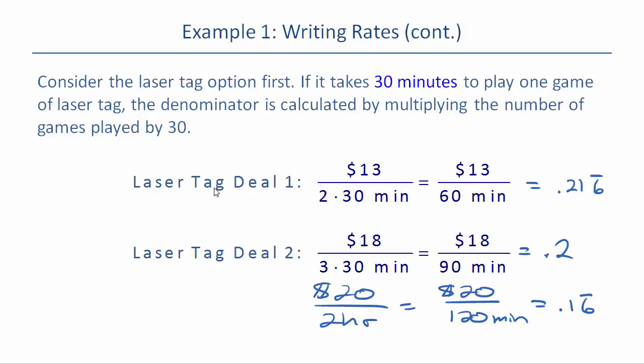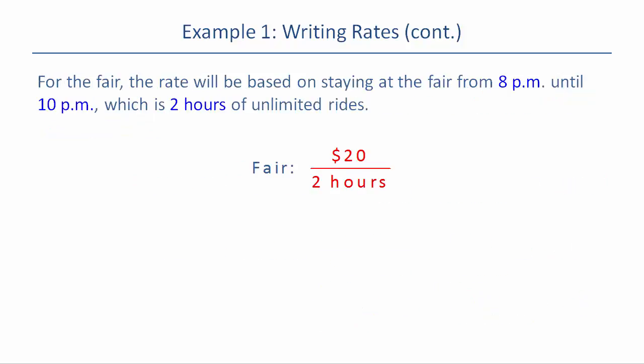So for this type of entertainment, you're spending 0.216, or almost 22 cents per minute of entertainment. This one you're only spending 20 cents per minute of entertainment, and this one you're only spending 16 and 2/3, or a little less than 17 cents per minute of entertainment. So doesn't that mean that the fair is the best deal? If you're just looking to maximize your entertainment dollar, the fair is the best way.